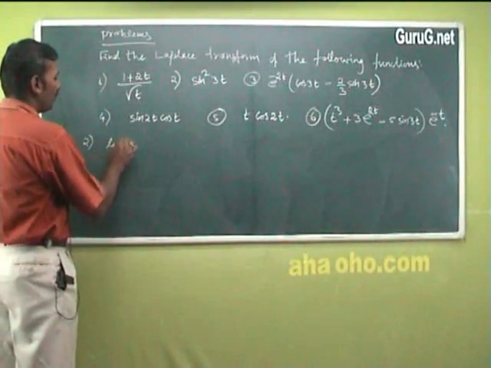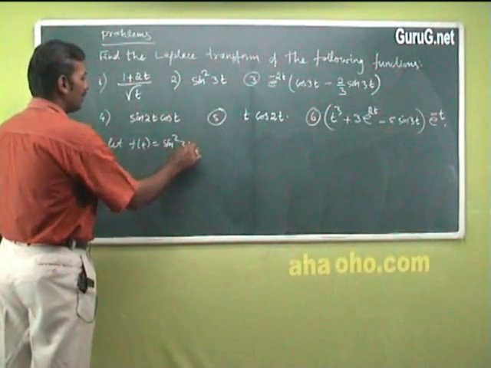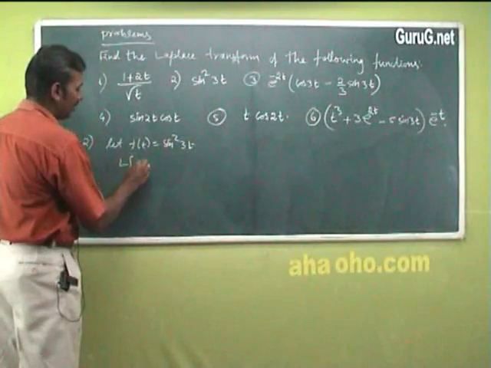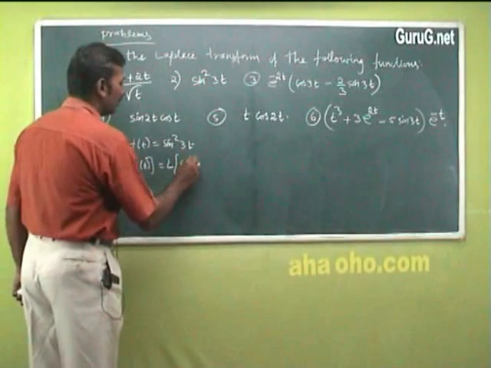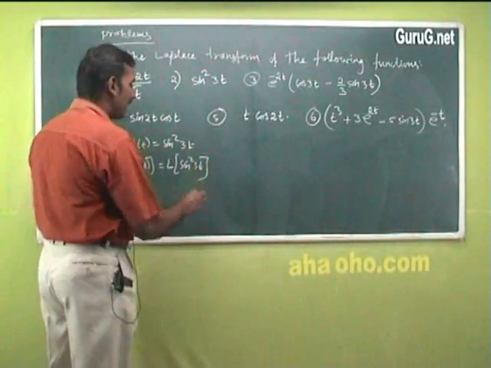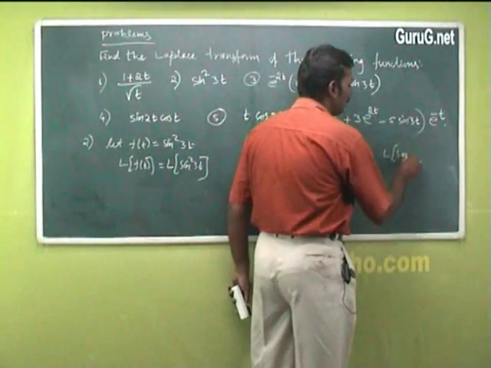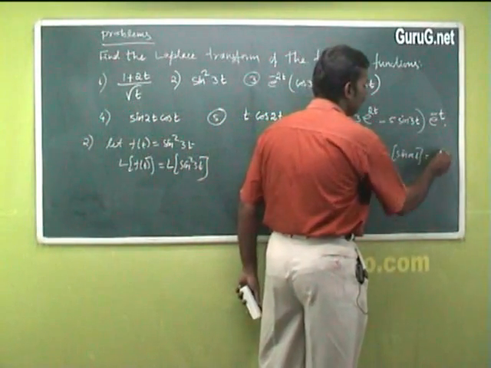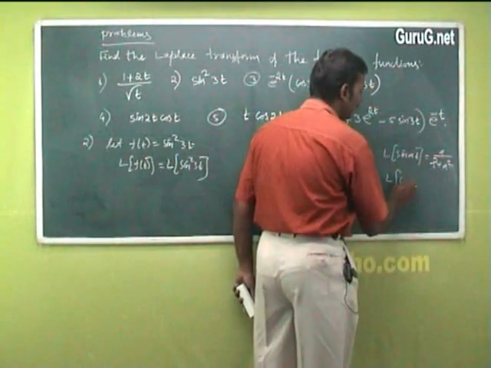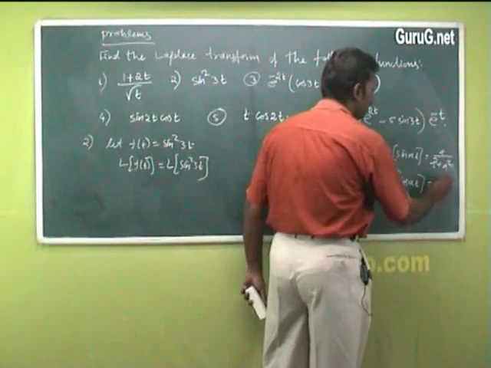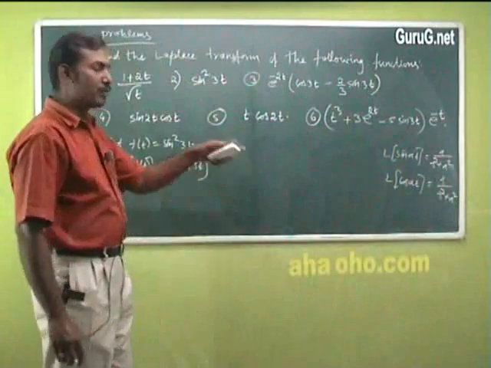The second problem: let f of t equal sin squared 3t. So L of f of t equals L of sin squared 3t. Now, the formula for L of sin at is a by s squared plus a squared, and L of cos at is s by s squared plus a squared. This is a formula. We have already proved it.